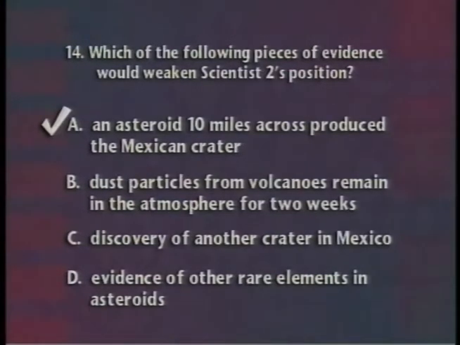Let's keep going. Dust particles from volcanoes remain in the atmosphere for 2 weeks. This wouldn't cause a problem for Scientist 2. Scientist 2 already believes that the dust wasn't in the air that long. Discovery of another crater in Mexico. Well, this is irrelevant. Evidence of other rare elements in asteroids. This too is irrelevant. The only thing we're concerned about is iridium. Let's go with answer A.